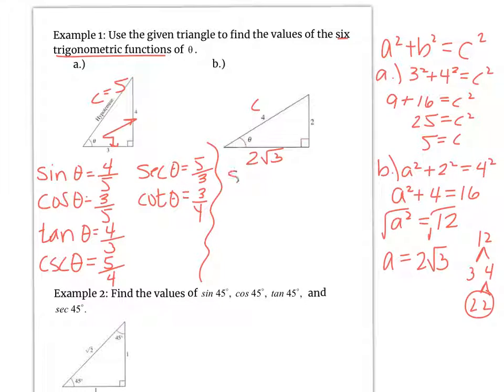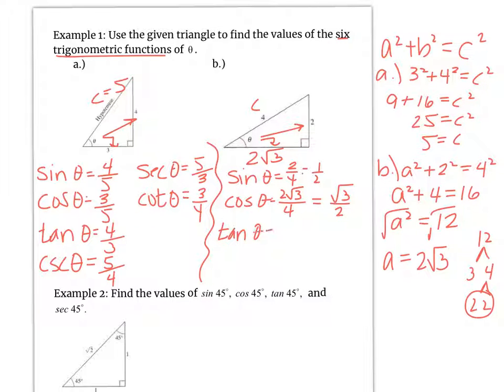For B, sine would be opposite over hypotenuse, so 2 over 4, which is 1/2. Cosine would be adjacent, 2 square root of 3 over 4, which is square root of 3 over 2. Tangent would be opposite over adjacent. Now the 2's cancel, and we're going to need to multiply by square root of 3 to get rid of the square root in the denominator. So this would be square root of 3 over 3.